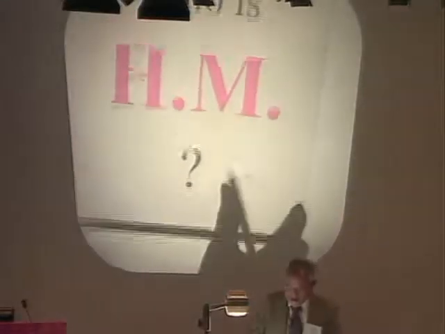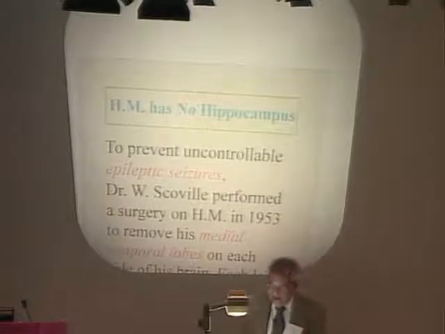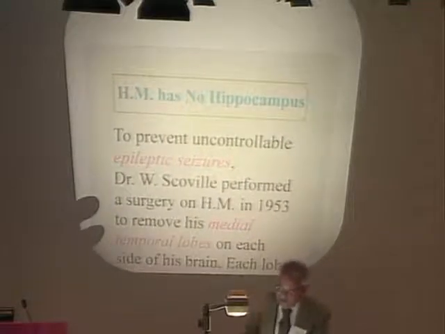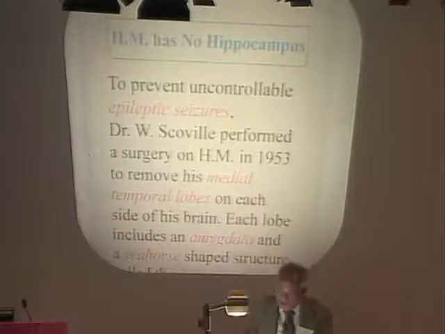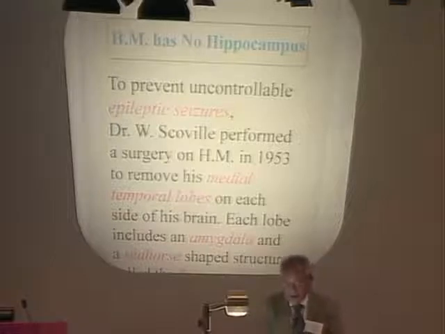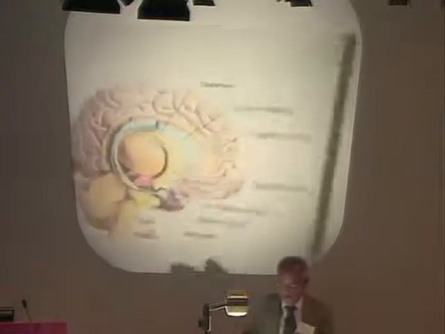Okay, now the next episode I want to tell you about is HM. So who is HM? Well, HM is a man that has been in the book of everyone interested in the molecular biology of the brain for the last 40 years or so. That's because he has no hippocampus. The reason is to prevent uncontrollable epileptic seizures, the doctor performed a surgery on him in 1953, removing a small part of the brain called the hippocampus. Remember the word hippocampus because we'll come back to that.